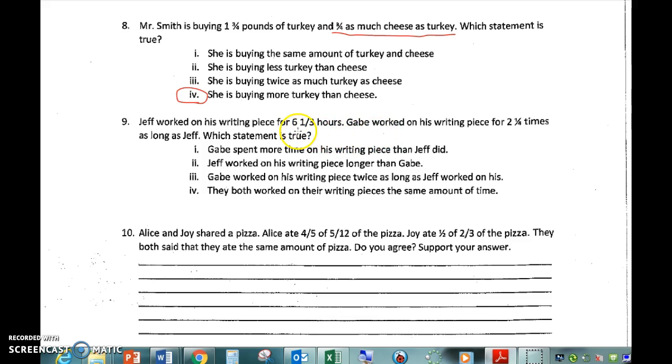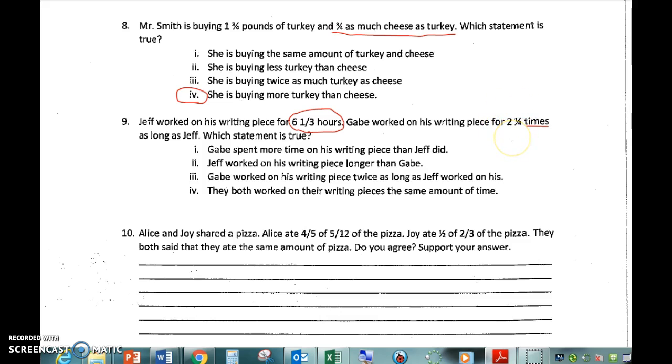Jeff worked a very long time on this, 6 1/3 hours. Nice job, Jeff. Way to go. Gabe worked on his writing piece for 2 1/4 times as long as Jeff. If you multiply anything times just the whole number 2, will you get a bigger number or a smaller number?